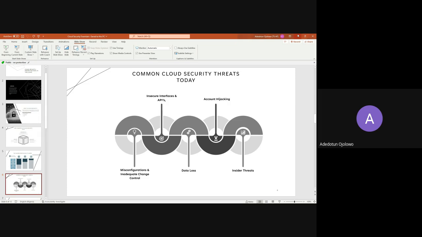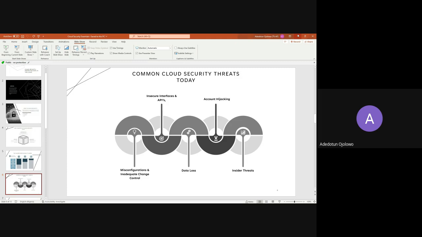Another threat we see is also account hijacking, whereby people are able to gain access into other people's accounts. This also goes back to things like misconfiguration, where people are not using proper access controls, and are not maintaining proper passwords. And yeah, people are basically able to hijack accounts based on this.